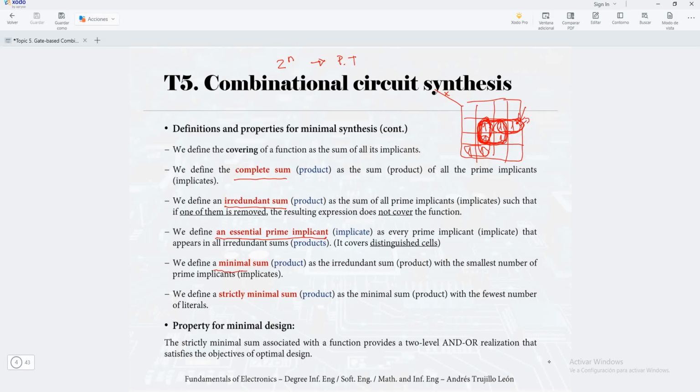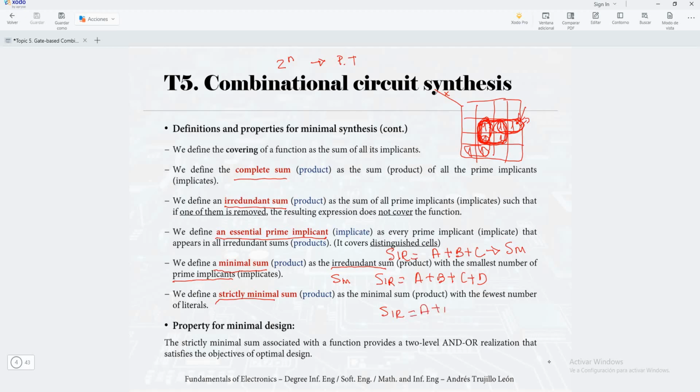The minimal sum is going to be the irredundant sum with the fewest prime implicants. So if we have an irredundant sum that is A plus B plus C plus D, and another irredundant sum that is A plus B plus C, being A, B, C, D product terms, this is going to be the minimal sum because the number of prime implicants involved is smaller.